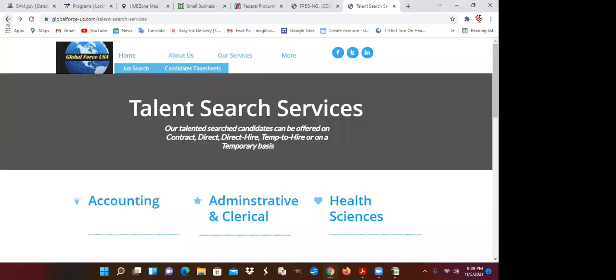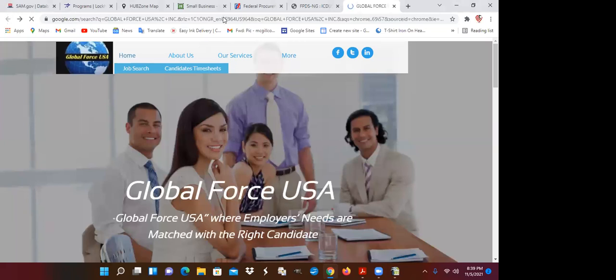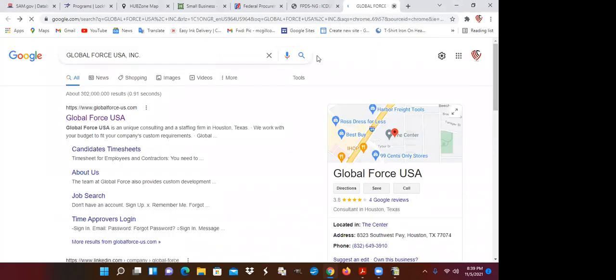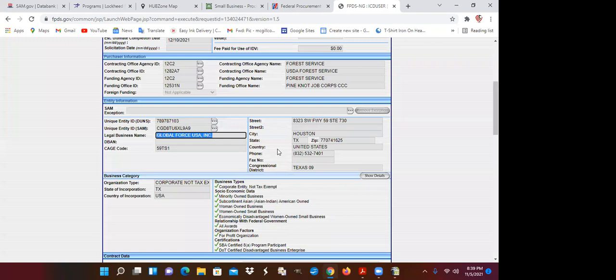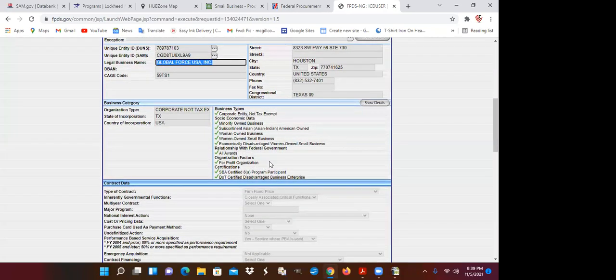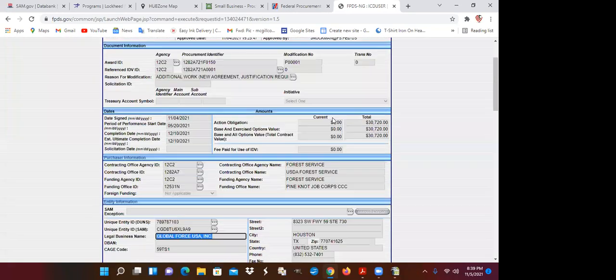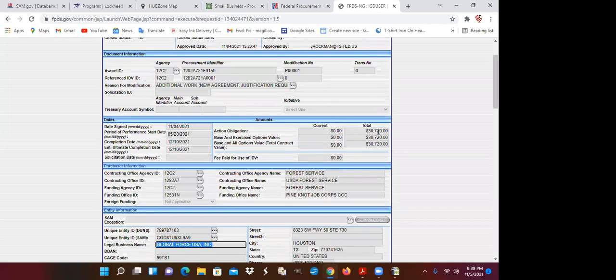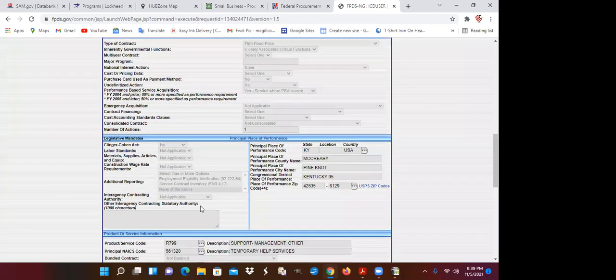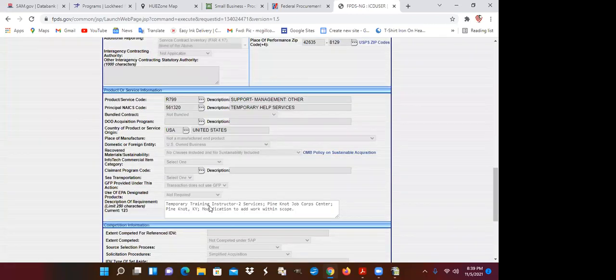So again, the key thing is being able to go in and basically snatch some of these contracts up. That's $30,000 he got right there for placing workers. That's temporary training instructor 2 services. Shit, he got training. He got the contract.